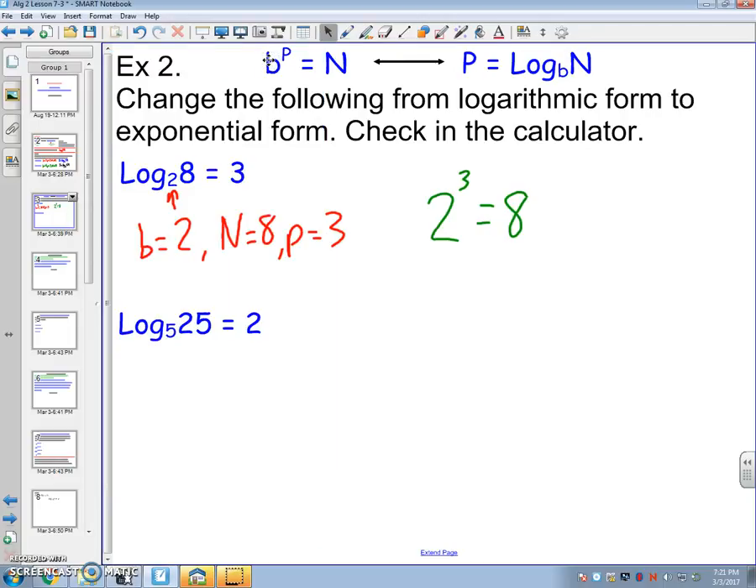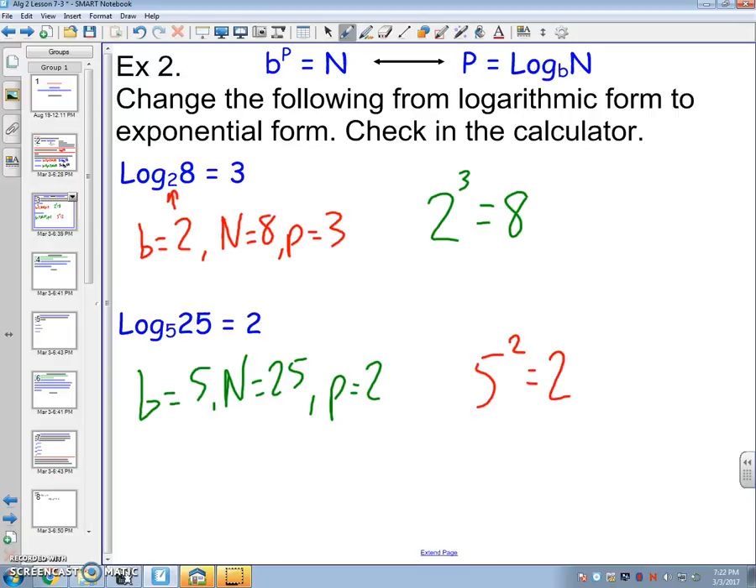Same for the bottom. We're going to label b, p, and n. So b is 5, n is 25, and p is 2. Now follow the formula, b first. So b to the p power equals n. Y'all know 5 squared is 25.